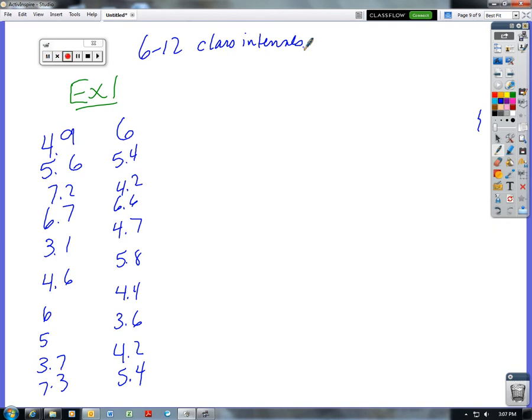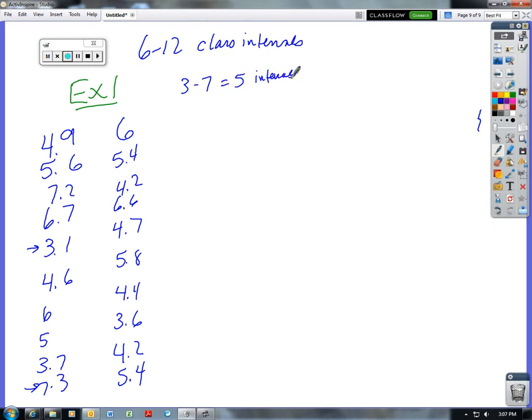Our smallest one is 3.1. And our largest, I think, is 7.3. Well, 3 to 7. By the way, how many numbers is that? It's not 4. You do 7 minus 3, which is 4, but you have to add 1. So there's actually 5. There would be 5 intervals.